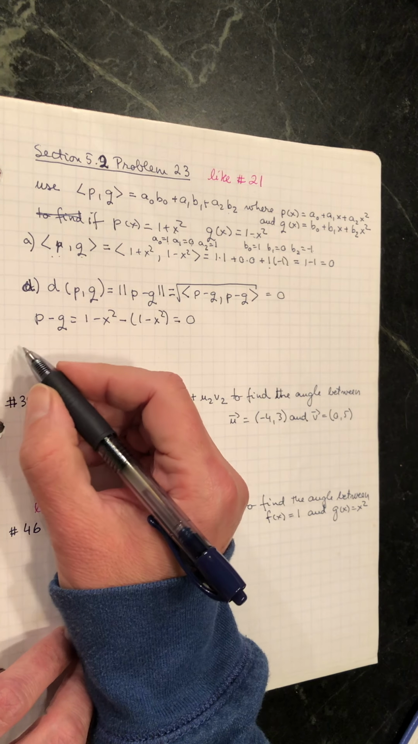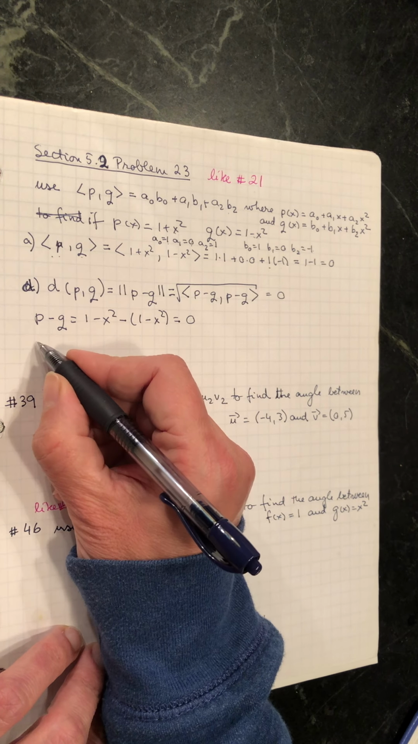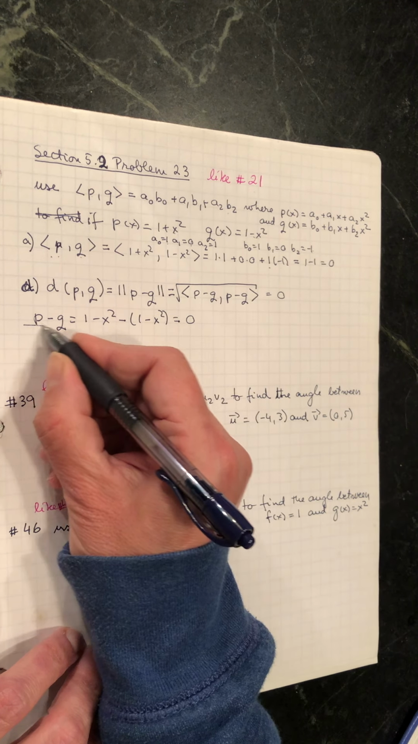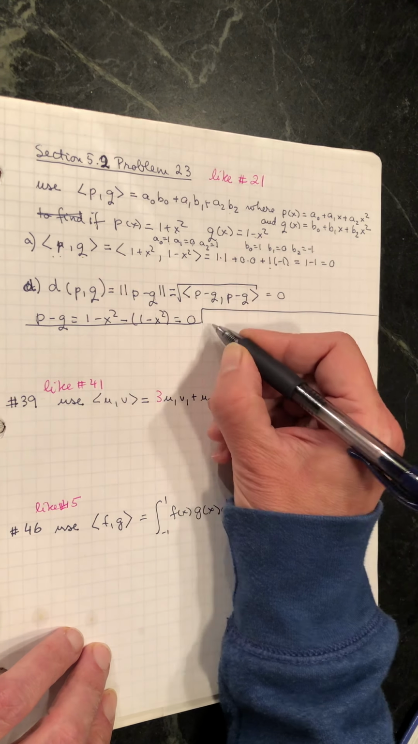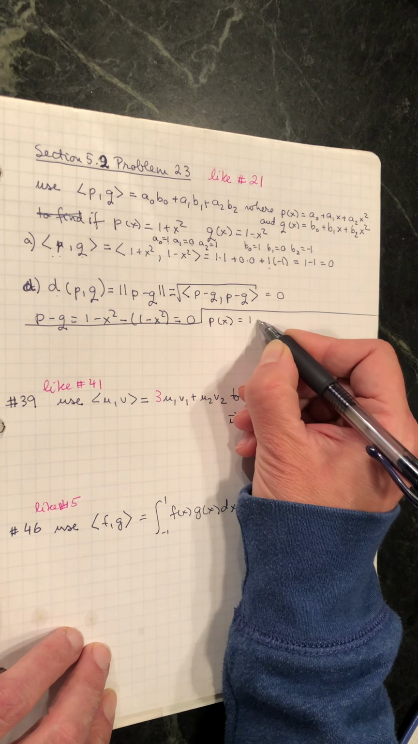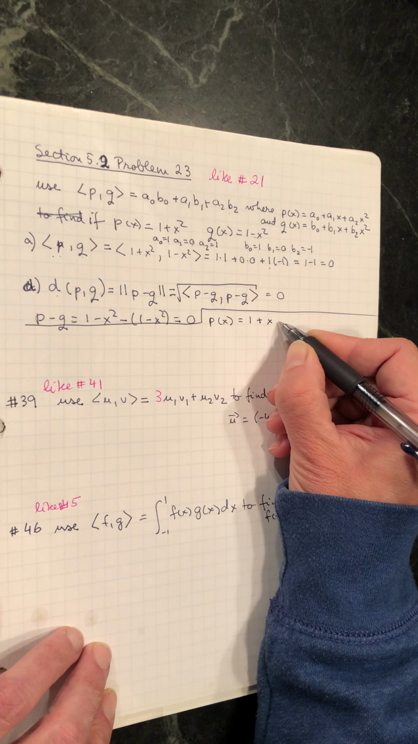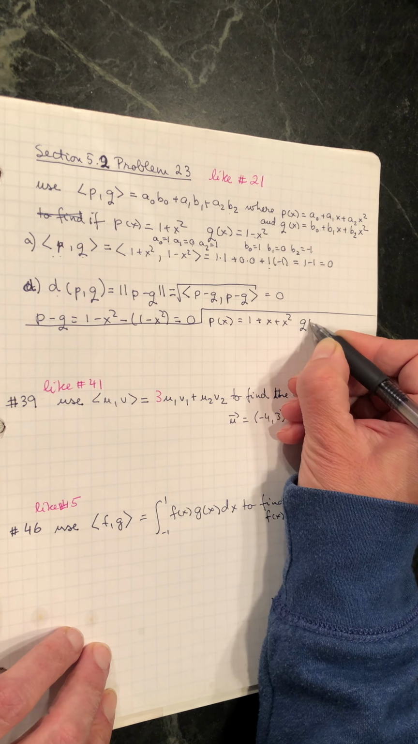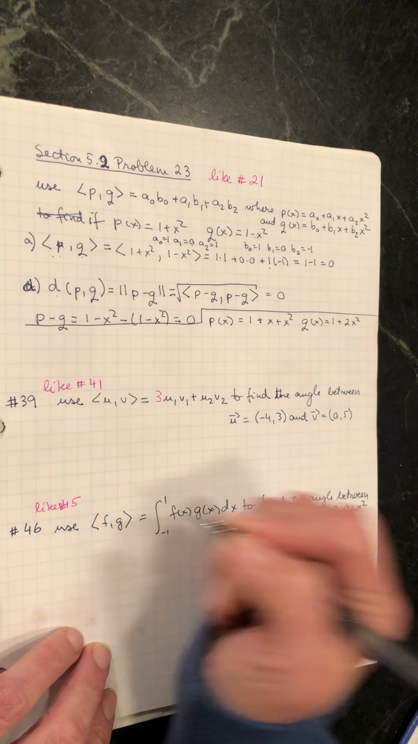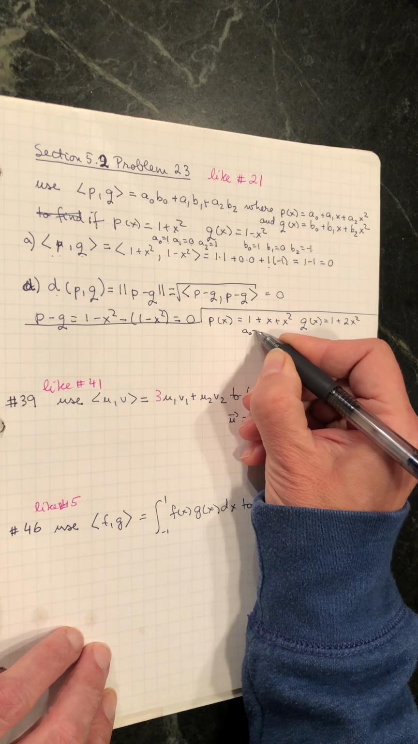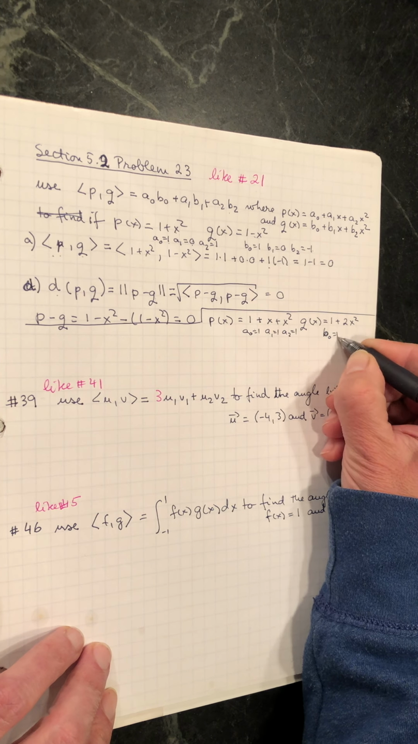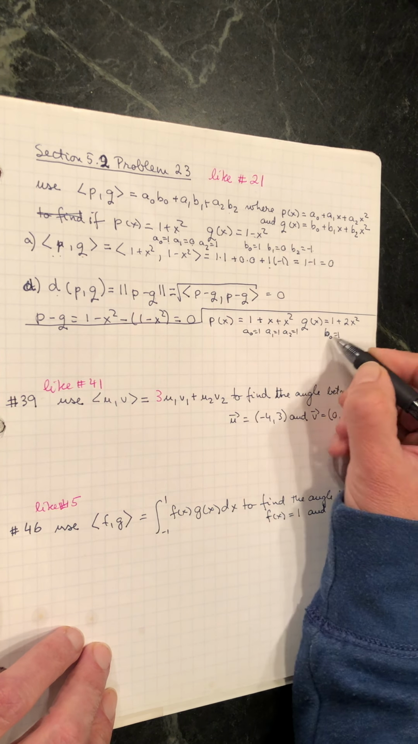But let's make up a different polynomial. Let's say my p had a middle term, or both of them. So now I'm going to use some other numbers. I'm going to find the distance between p and q. If p of x is 1 plus x plus x squared, and then q of x is 1 plus 2x squared. Let's just see what happens. So now a0 is 1, a1 is 1, a2 is 1, and b0 is 1.